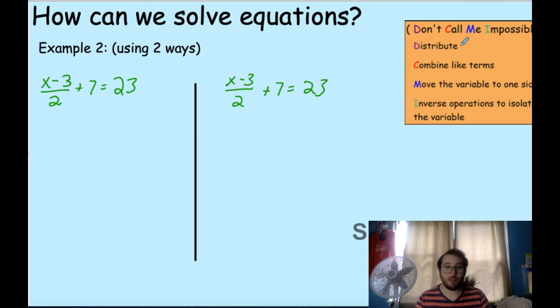Can I distribute? There's nothing to distribute. Is there anything to combine like terms? Technically, you can make this 7/1. You can add the fractions and then do more stuff. I'm not going to do it that way. I think it's going to be a little bit more complicated, but it would still work.